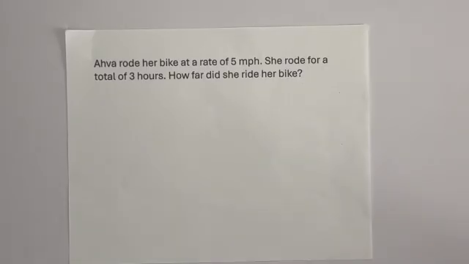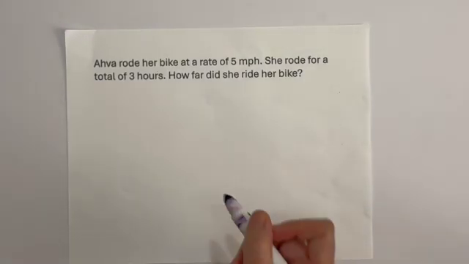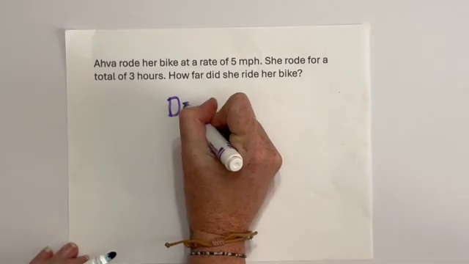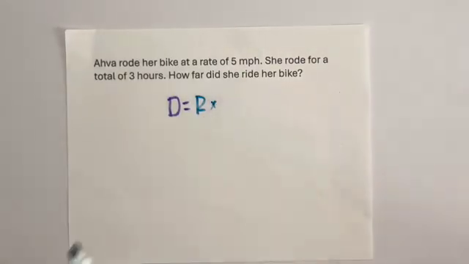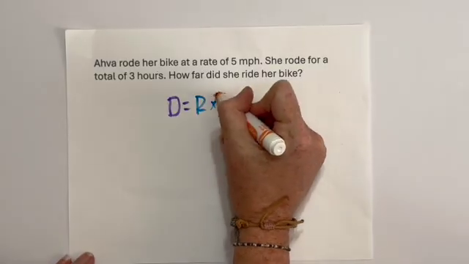Our first word problem says Ava rode her bike at a rate of 5 miles per hour. She rode for a total of 3 hours. How far did she ride her bike? First step, write in my formula. Distance is equal to rate times time.